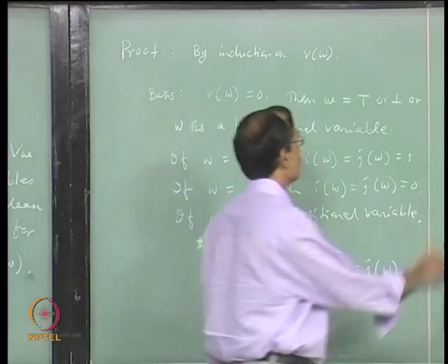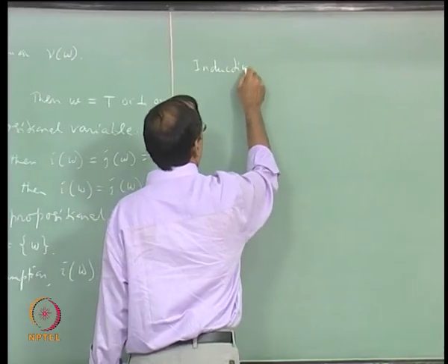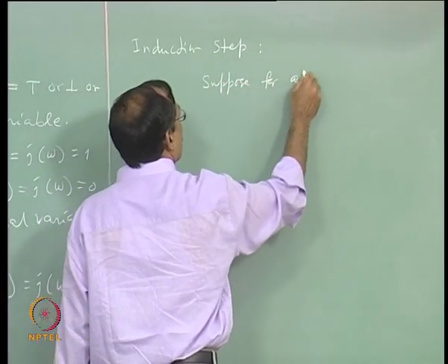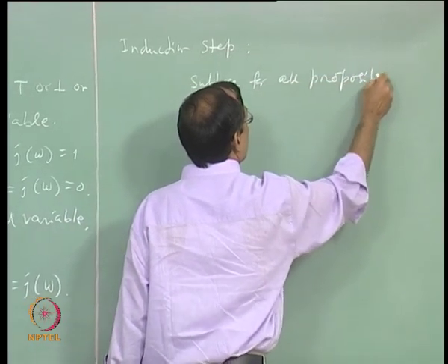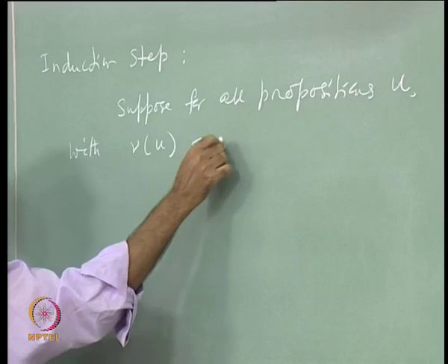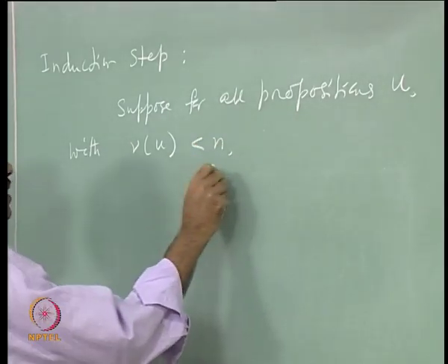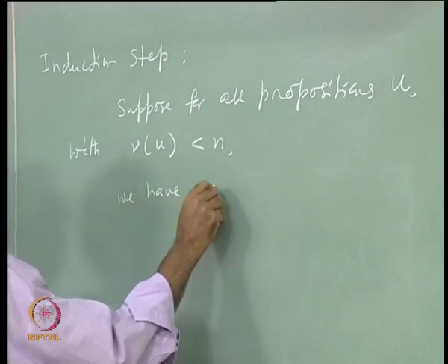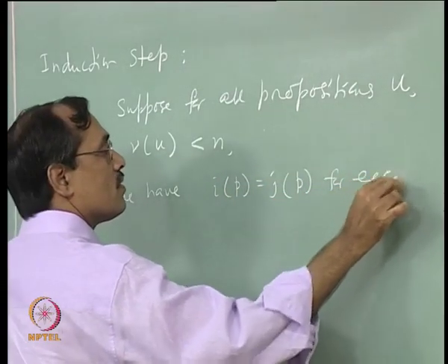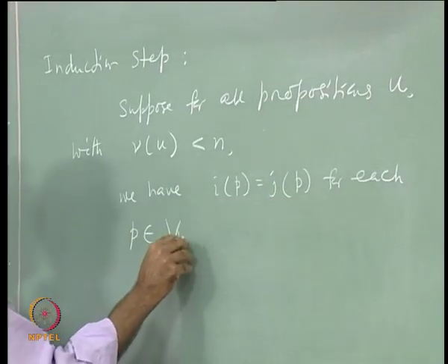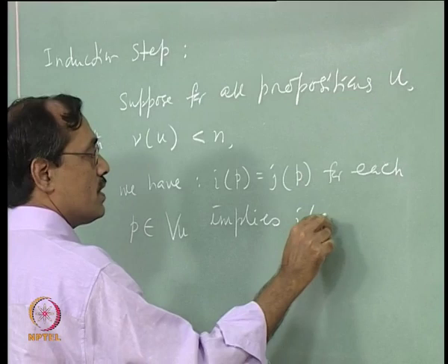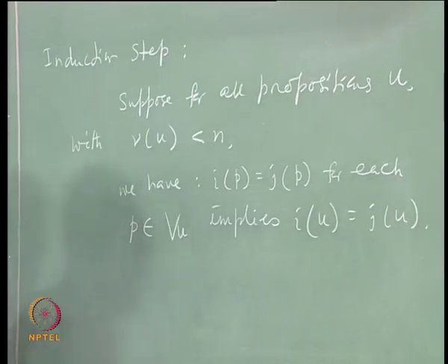Now, in the induction step we lay out the induction hypothesis. Suppose for all propositions u with nu of u less than n, we have I of p equal to j of p for each p in VU implies I of u equal to j of u. This is the induction hypothesis, right.